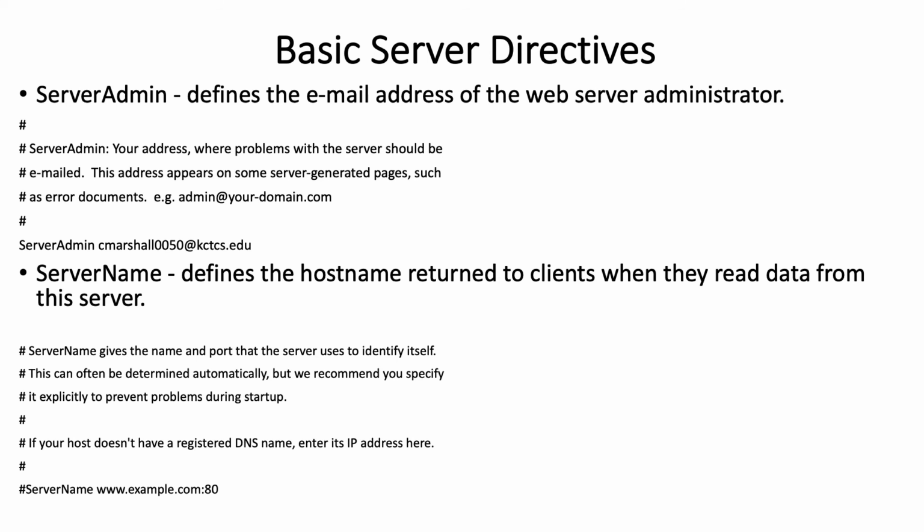ServerName defines the host name returned to clients when they read data from this server. And it's significant to know that we're not going to worry about that on our Windows 10 machines because we're not using DNS. We're just going to be going to localhost. So you really don't need to set the server name, and so your conf file will look like this, where it's commented out. But if we were using it, you'd have the name that people would be putting in the URL, and then what port number.